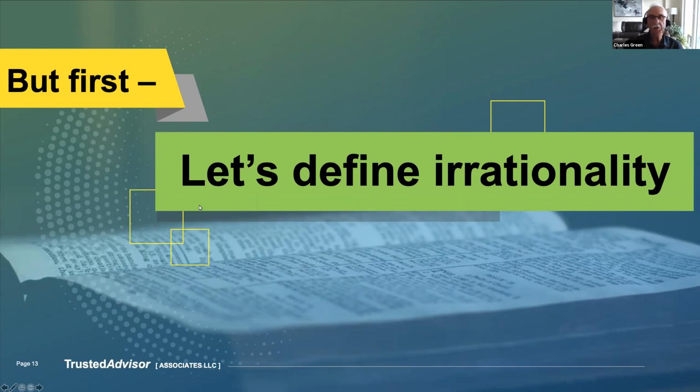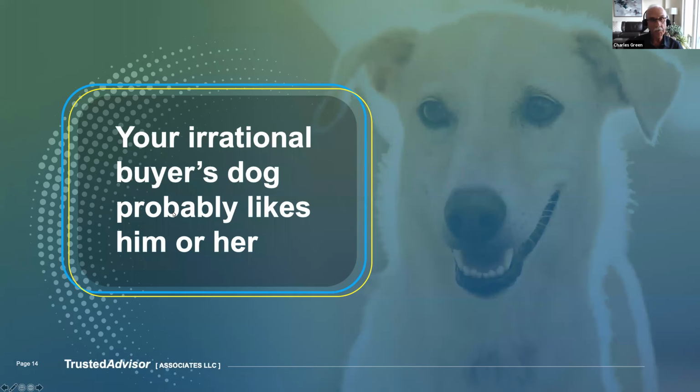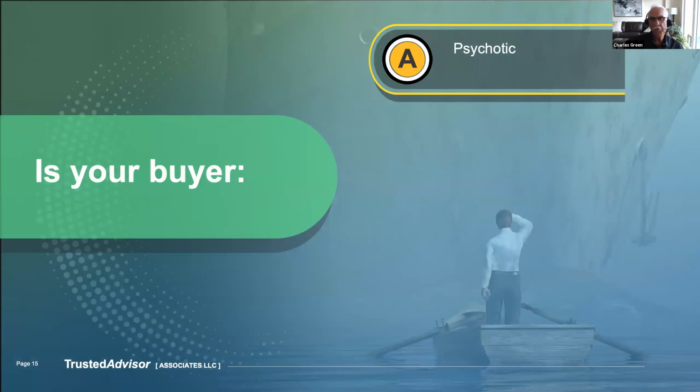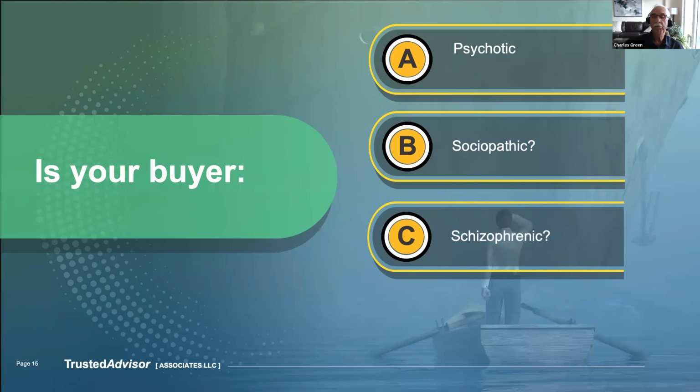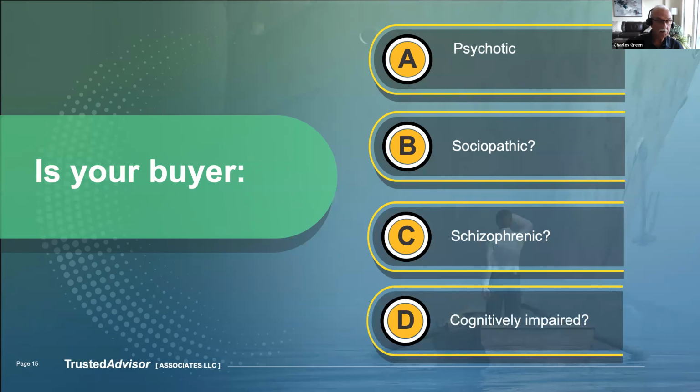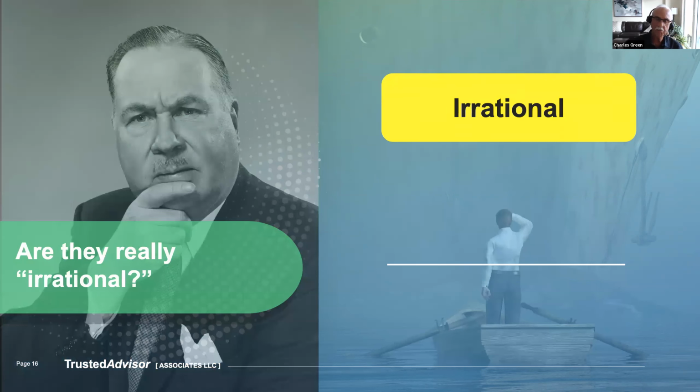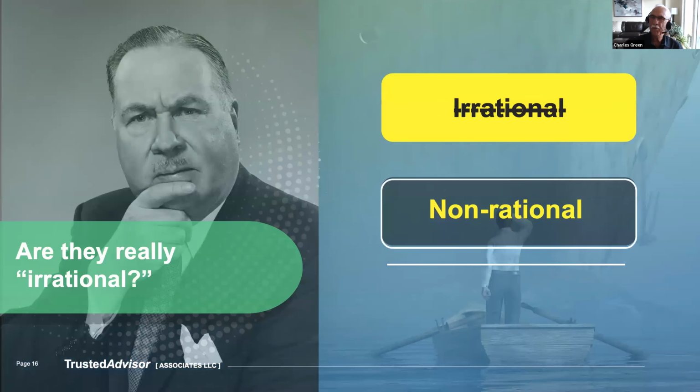So let's dive in. Actually, first, let's define this term irrational when we talk about irrational buyers. Let me suggest that your irrational buyer's dog probably likes him or her, so let's be careful when we toss that word around. Ask yourself, is your buyer actually psychotic? That would be one form of irrational. Is your buyer sociopathic? Is your buyer schizophrenic? Is your buyer cognitively impaired? Those would be valid uses of the term irrational, people you just cannot talk sense with. I don't think that's usually the case. Oftentimes when we say irrational, we'd be better off saying non-rational. It's a different kind of word, and when we use the term non-rational, that allows us to talk much more about emotional issues.